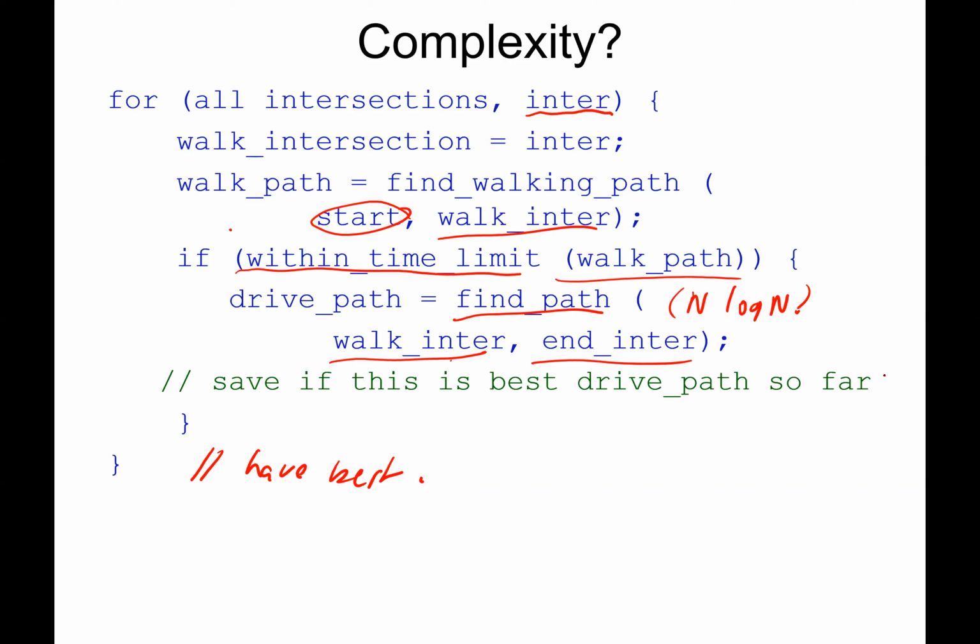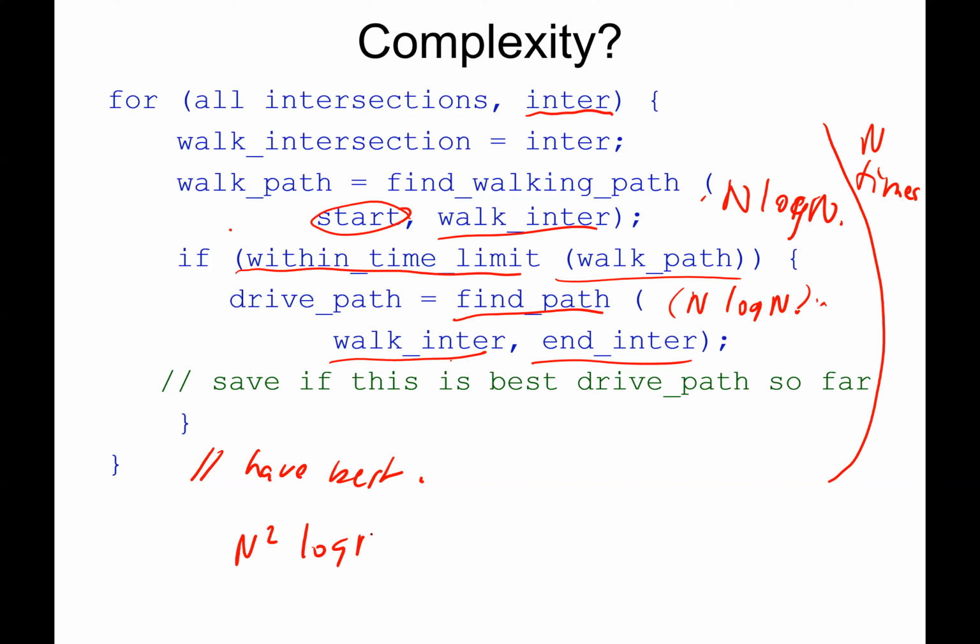So let me shrink this down. So basically, we're going to go through this loop n times. For every possible walking intersection, we're going to call find walking path, which is going to use Dijkstra's or A-star algorithms. So that's n log n. And then if it passes that test, it's close enough in walking time, we're going to call this drive path, which is n log n. So we're going to do n log n plus n log n work, but that doesn't matter. That's just n log n in the inner loop. And we're going to do that n times. So this is going to be n squared log n.